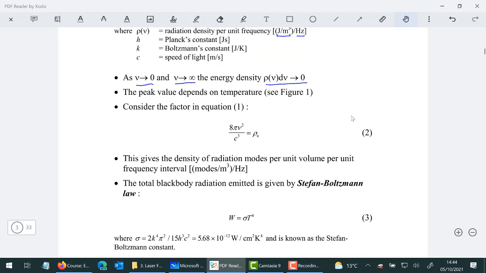So the constant factor in that equation, equation 1, we can put the constants together and call them something new. We'll call them the density of radiation modes per unit frequency interval. So now this is the number of modes of oscillation within that cavity per cubic meter per hertz.